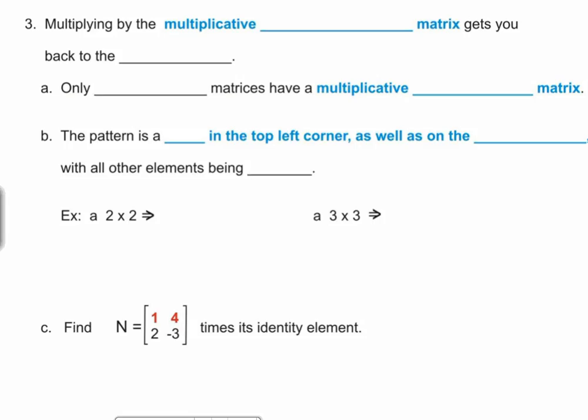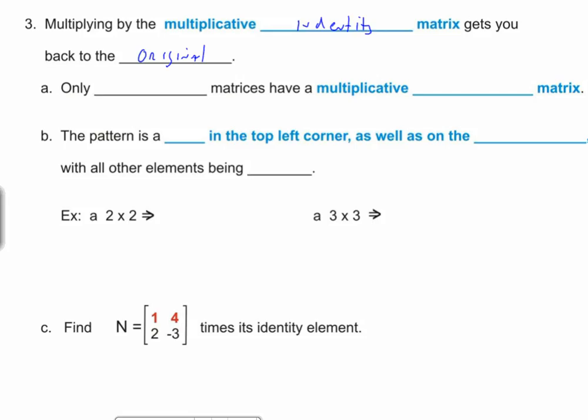All right, multiplying by the multiplicative identity matrix. Identity. The multiplicative identity matrix gets you back, as you would expect, to the original. All right, we're going to use this later on in solving some matrices. So right now, we're not going that far, but that's where we're heading down the road. So we're just kind of setting it up right now.